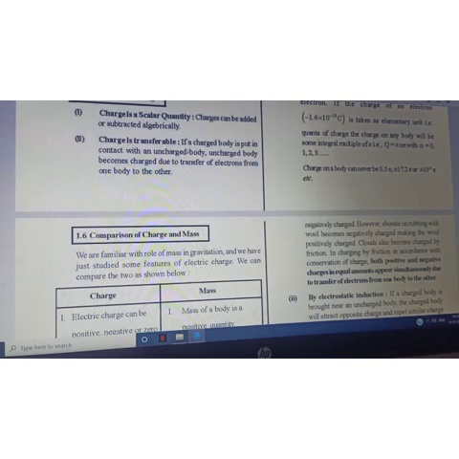That is, the mass of an electron is equal to 9.1 into 10 to the power minus 31 kg. And if 10 million electrons are transferred from one body to another, then the mass increases by 10 million into 9.1 into 10 to the power minus 31 kg.